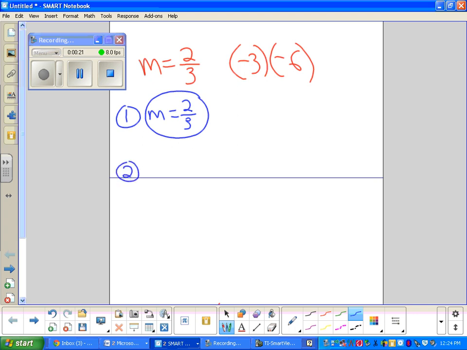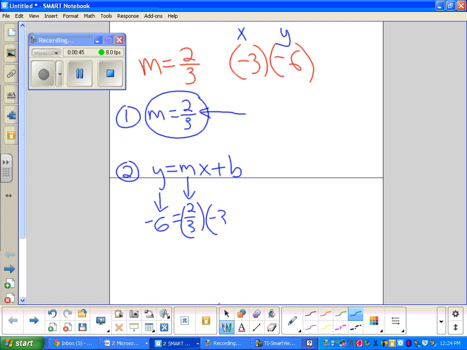Step number two is you have to find b. So I'm using slope-intercept form and plugging what I know in order to find what I don't know. The -3 is my x, y is my -6. So in place of y, I'm putting a -6. In place of m, I'm putting my 2/3, put in parentheses. In place of x, I'm putting a -3, and I have a b.